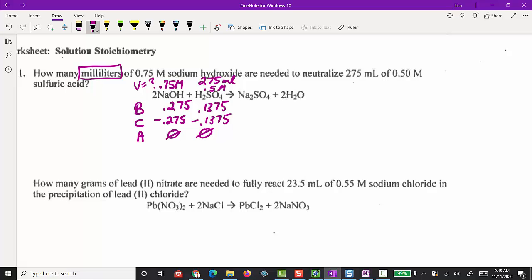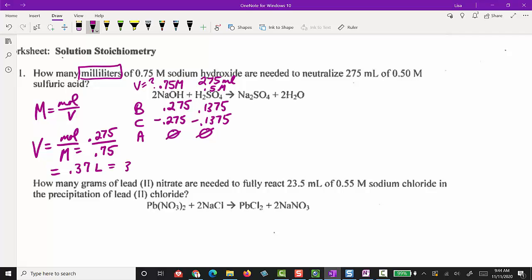All right, so I have 0.275 moles. Molarity is moles over my volume in liters, so my volume is going to be moles divided by my molarity. From the BCA table, I have 0.275 moles. The molarity it gave me was 0.75. So my volume is 0.275 divided by 0.75, which is 0.37. That's in liters, which would be 370 milliliters.